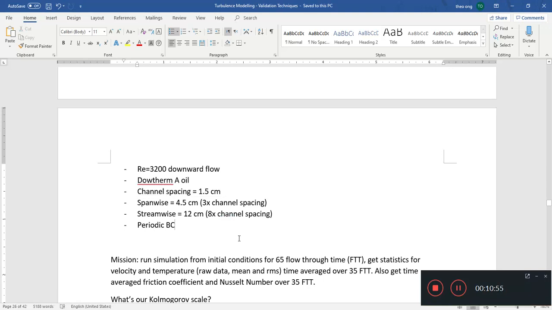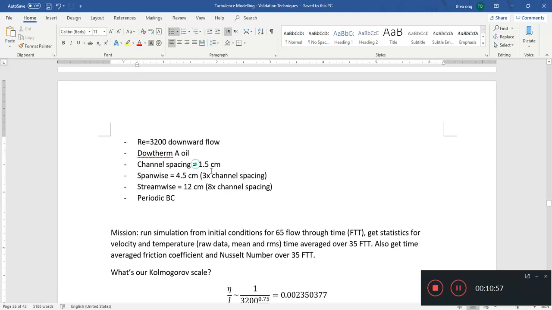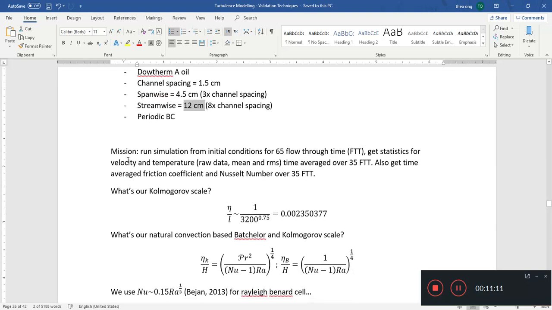Anyway, as I said, channel spacing is 1.5 cm. Span-wise is 4.5 cm, or 3 times channel spacing. Stream-wise, 12 cm, or 8 times channel spacing. So this is the flow. Our mission, should we choose to accept it?